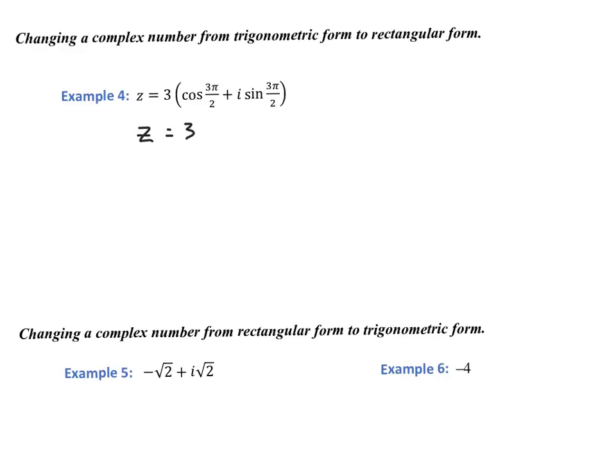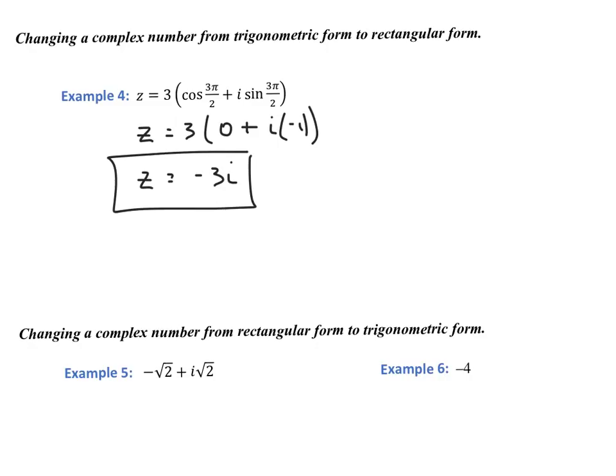Alright, so I'm just going to keep going with this. Z is equal to 3 times cosine of 3 pi over 2, which is 0, plus I sine of 3 pi over 2, which is negative 1. So now I have I times negative 1. Distribute the 3, and now I get 0, and then negative 3I. And so I'm done. You don't have to write the 0. Just understand that A is equal to 0, B is equal to negative 3. If you had to graph it, it would be the point 0 comma negative 3.